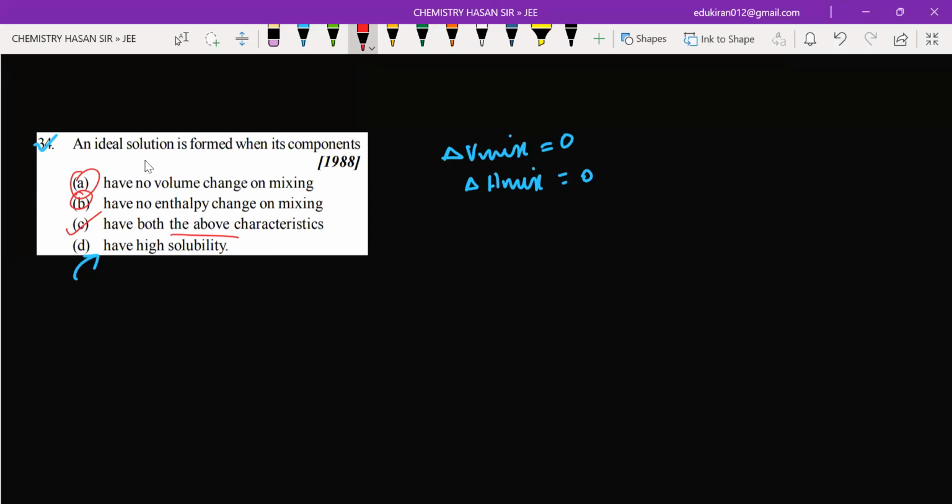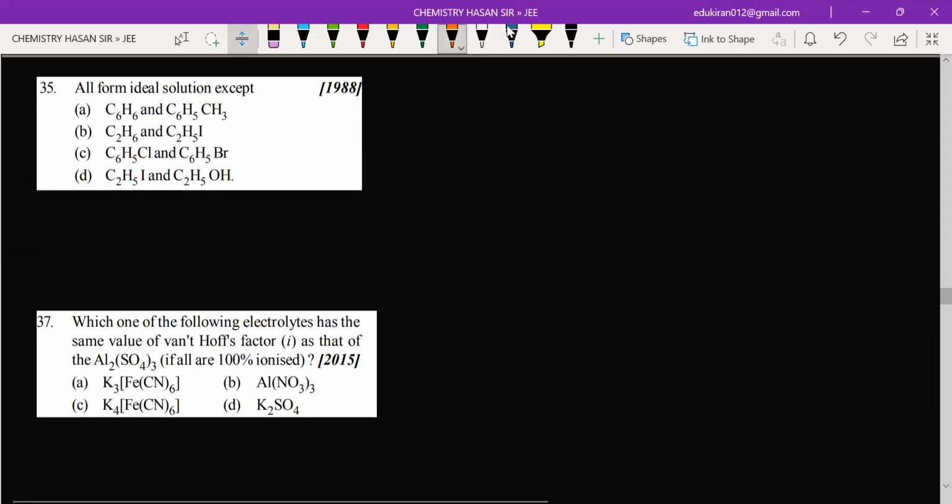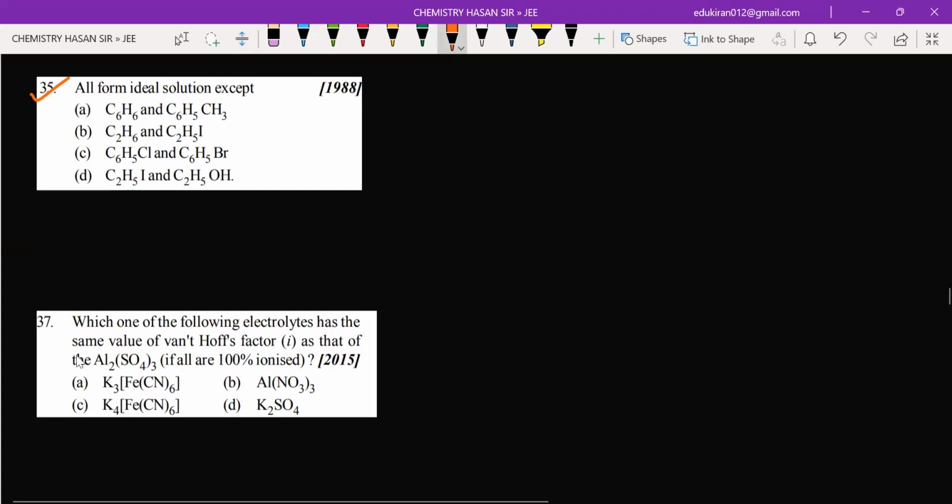Yes. Okay, moving to the next question. Both the questions are very easy. This first question is about ideal and non-ideal solution, and the next question is about the Van 't Hoff factor. You can easily do this. Please do solve it.